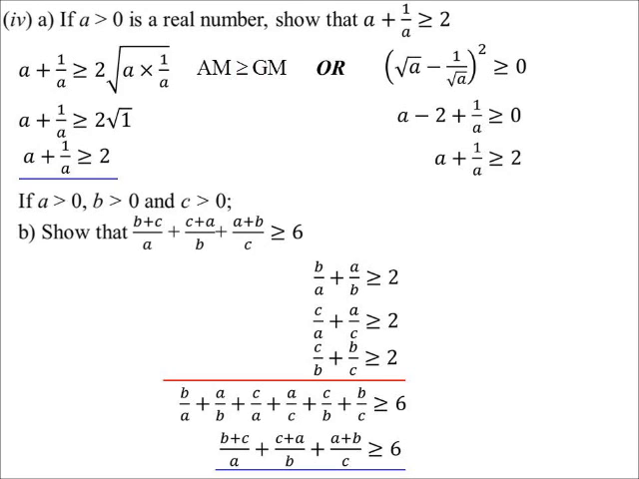Easily just have said arithmetic mean greater than geometric mean, so it's 2 times the square root of B on A times A on B, which is 1. So I see what you're saying. All right, try this one.